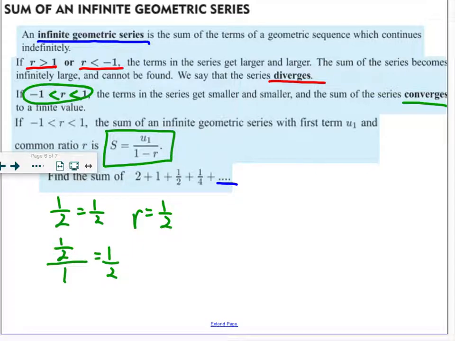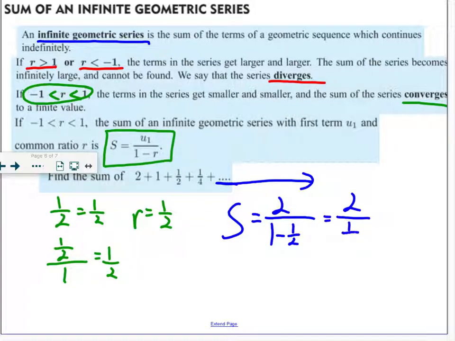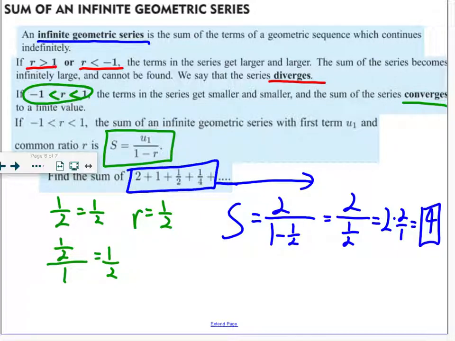So we can find the sum of this infinite series, even though it goes on forever. This series will converge to a single sum. Our sum is equal to our first term divided by 1 minus 1/2. Well, 1 minus 1/2 is 1/2, and dividing by something is the same as multiplying by the reciprocal, so 2 times 2 over 1, which is 4. So this series will never get bigger than 4. It will converge to 4.